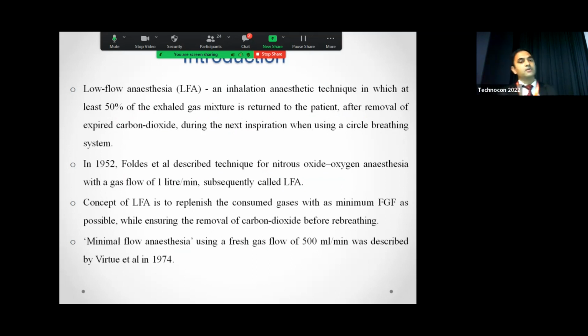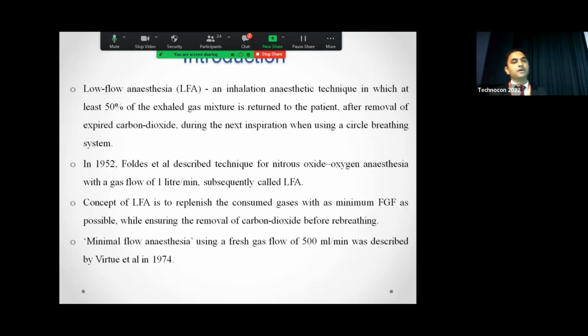In 1952, Foldes et al. described a technique in which a nitrous oxide and oxygen mixture anesthesia was given at a rate of 1 liter per minute, and subsequently this was called low flow anesthesia. In low flow anesthesia, the concept is to replenish the consumed gases with as minimum fresh gas flow as possible, while ensuring the removal of carbon dioxide before rebreathing.